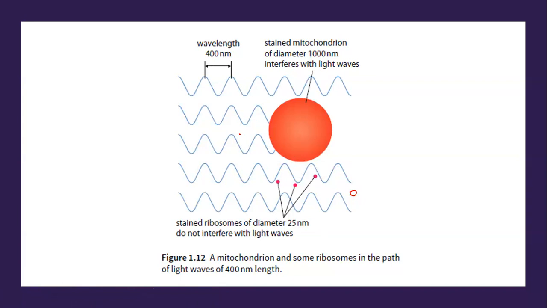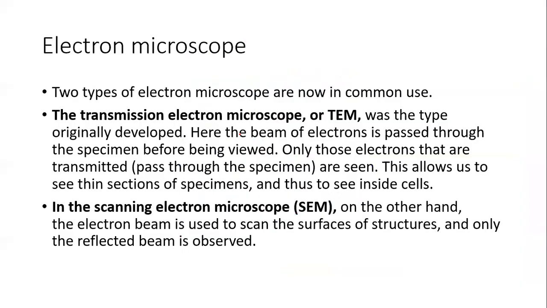Then, yes, I will be able to see it using a light microscope. So, what do I do? How can I visualize those structures that are not visible with a light microscope? Those structures that are too small, that I told you we call ultrastructures. To visualize them, we need an electron microscope.